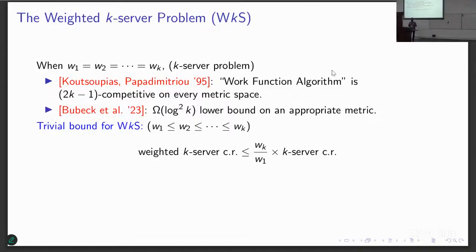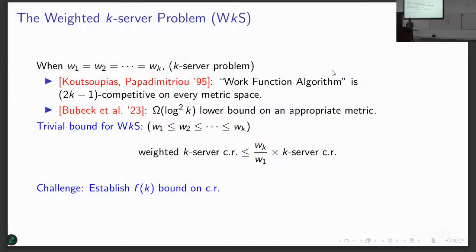Now, using this unweighted k-server problem, you can get a trivial bound for the weighted k-server, which is wk over w1 times the competitive ratio of the unweighted k-server. This is not desirable because the ratio of the weights could be arbitrarily large, and so this competitive ratio could be some arbitrarily large value.